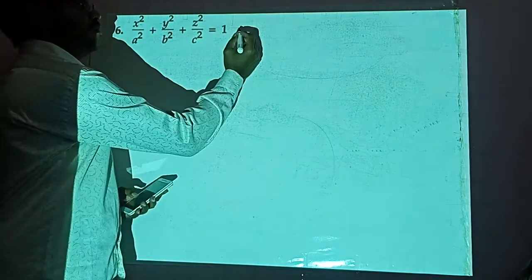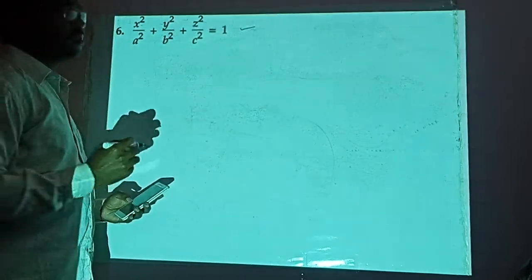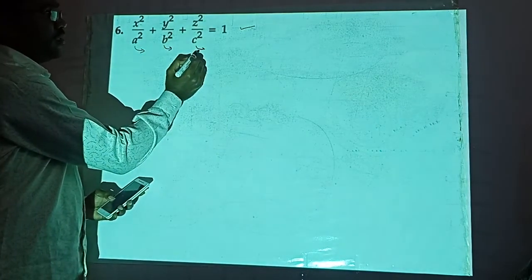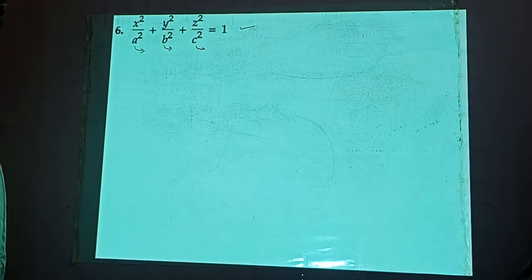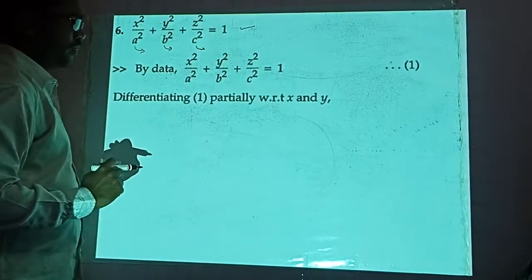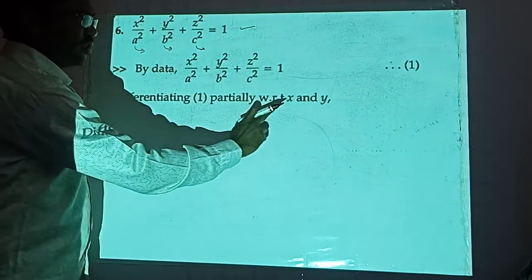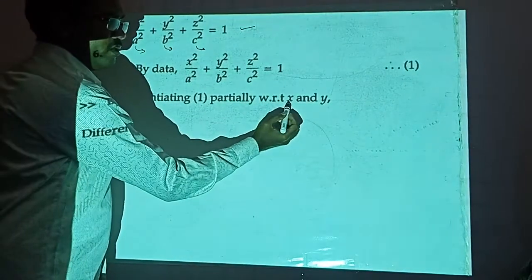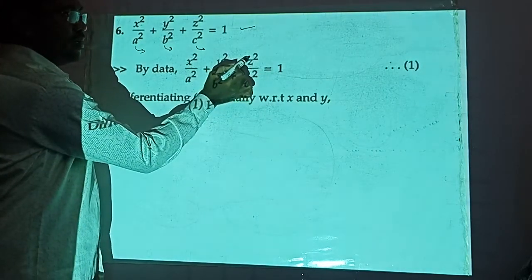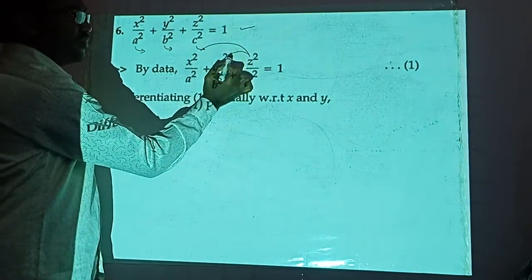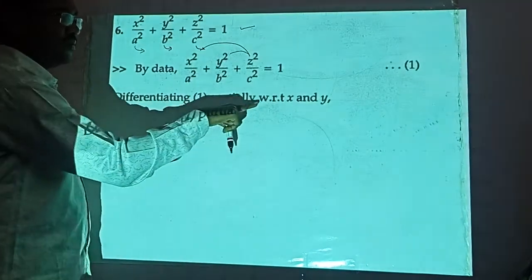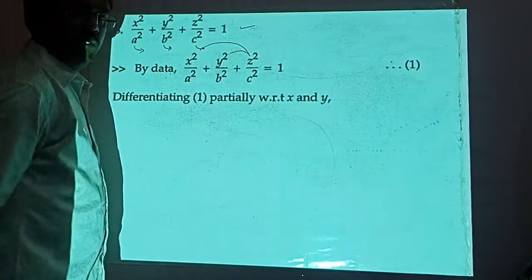Now let us form the differential equation for this function by eliminating the arbitrary constants a, b and c. By data, what is given is this: differentiating partially with respect to x and y. We are differentiating by treating z as a function of x and y, and we differentiate partially with respect to x and y.